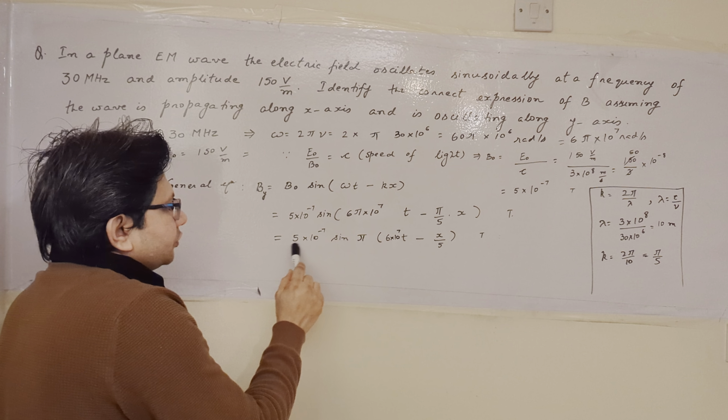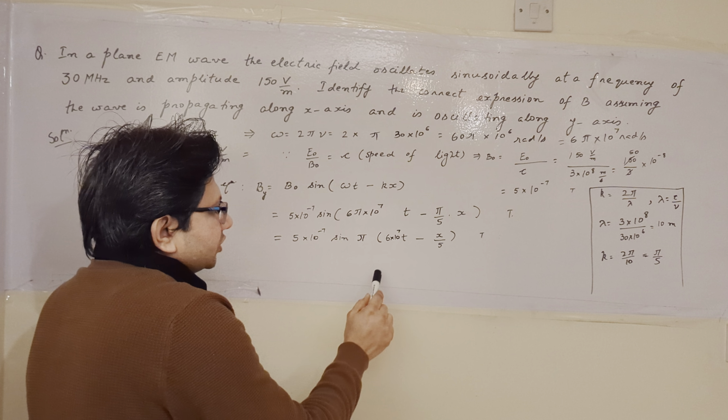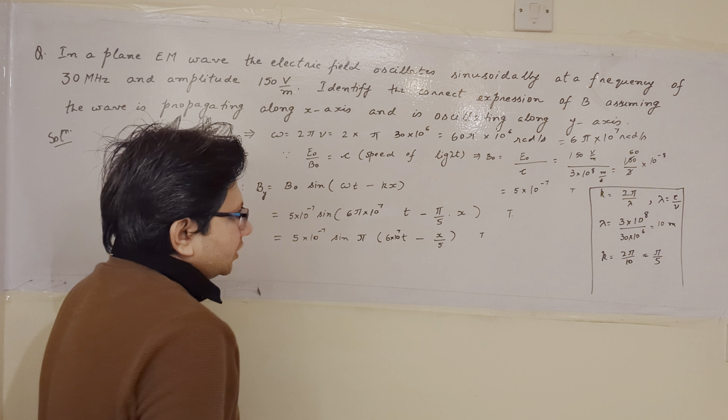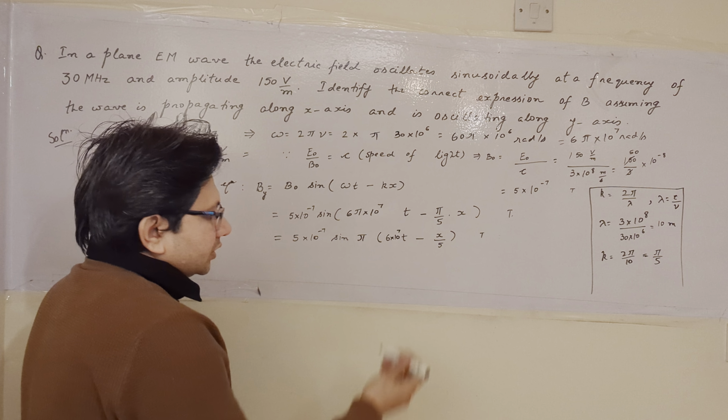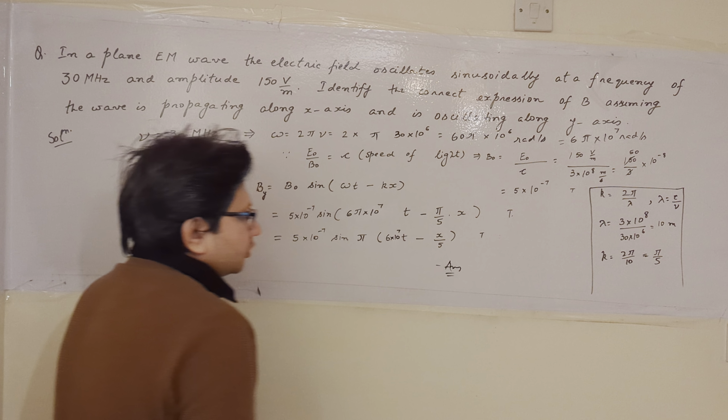So, this equation becomes 5 into 10 power minus 7 sine pi bracket 6 into 10 power 7 t minus x upon 5 Tesla. So, this is the answer of this particular problem. This is the expression of the magnetic field.